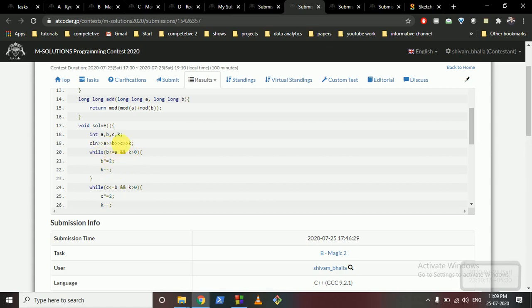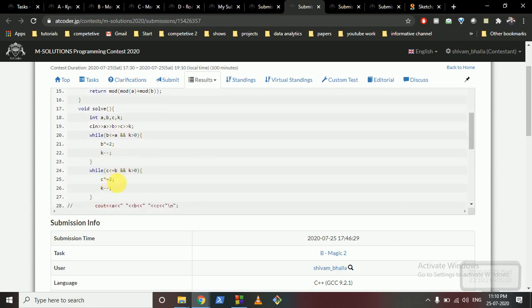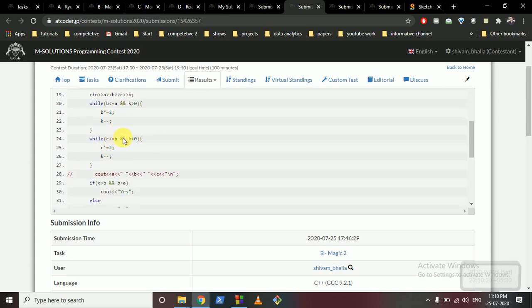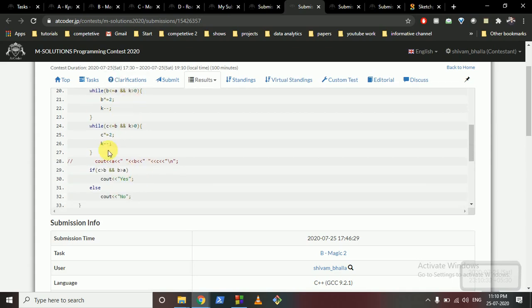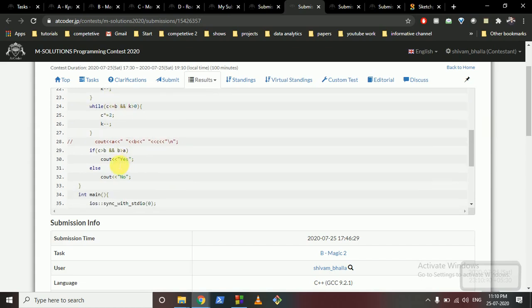When B becomes greater than A, we will move to the second loop, in which we keep multiplying C with 2 until C becomes strictly greater than B. And after this, we will check that this condition holds true. If this condition is satisfied with the 2 conditions given in the question after these K operations, we output yes, or else no.